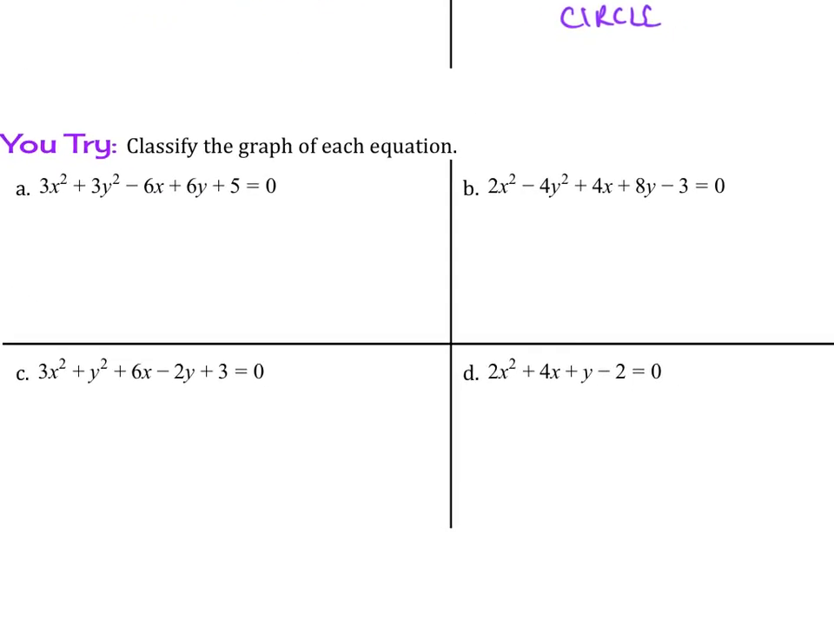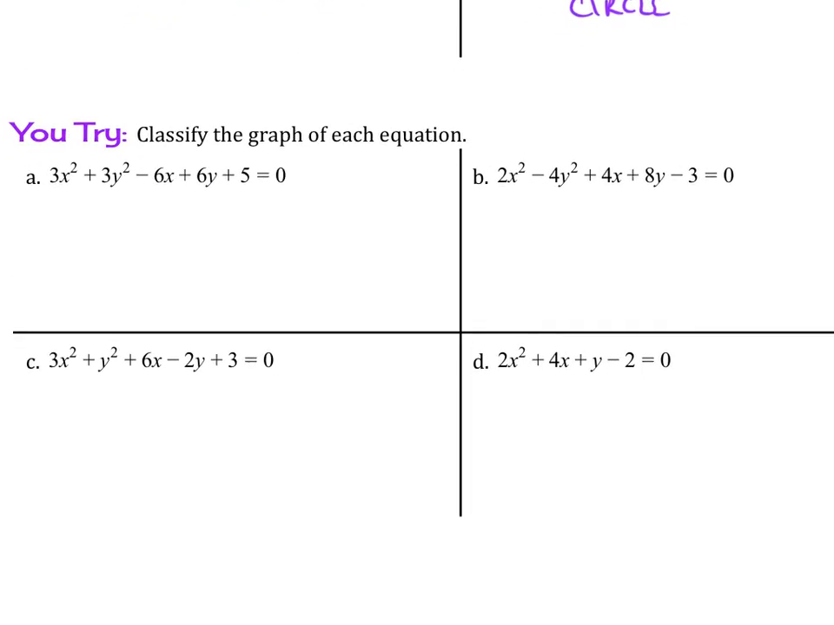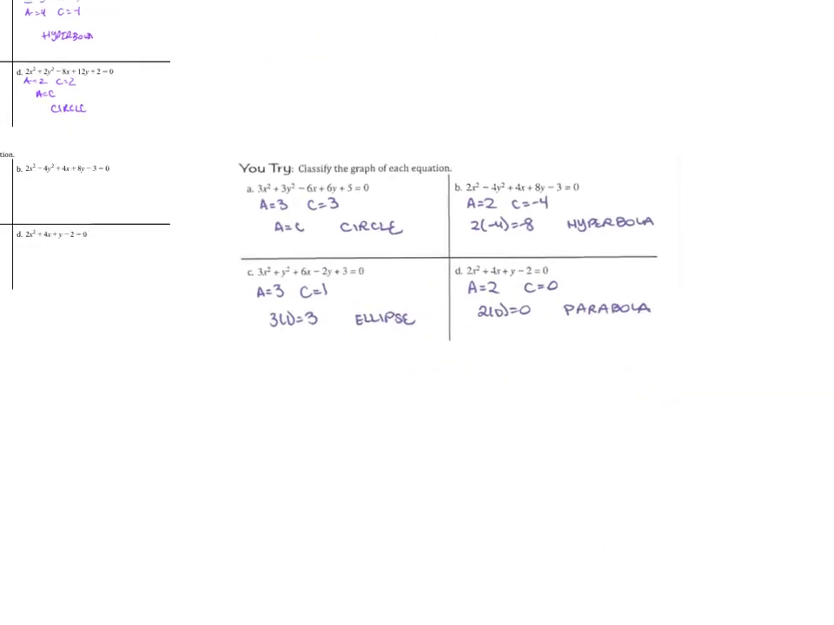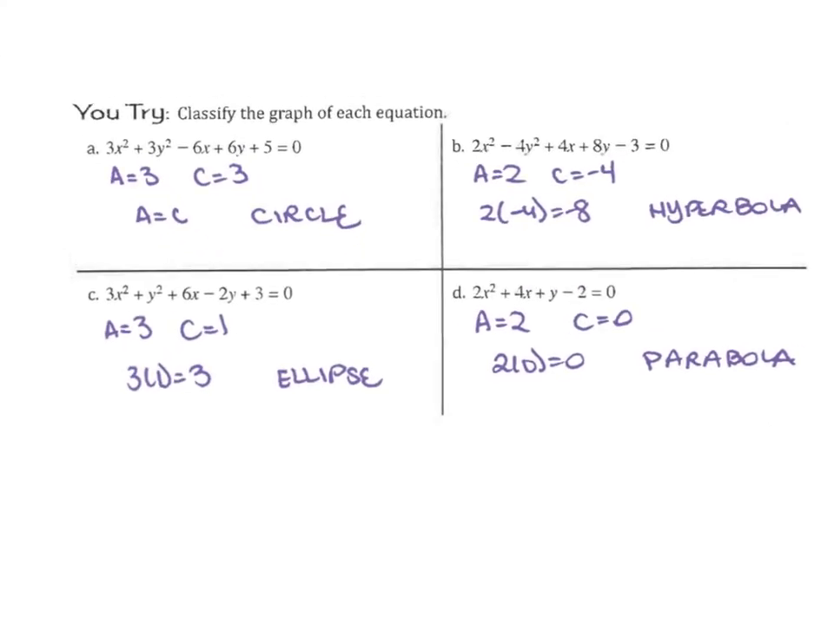So try these 4 below. For the first example, that is a circle. For the second example, that is a hyperbola. C is an ellipse, and the last one is a parabola.